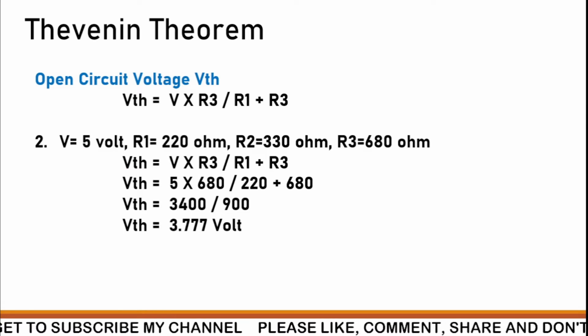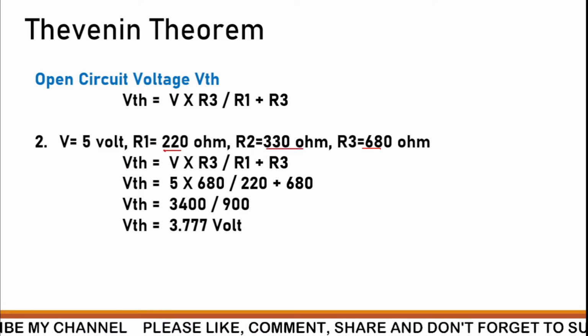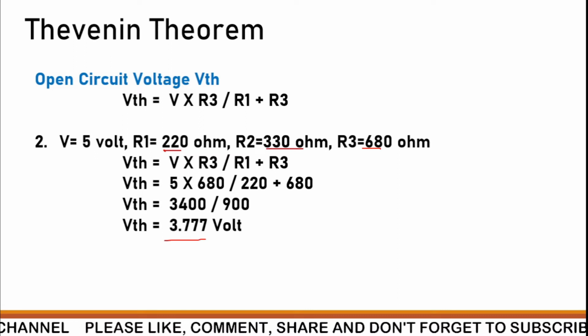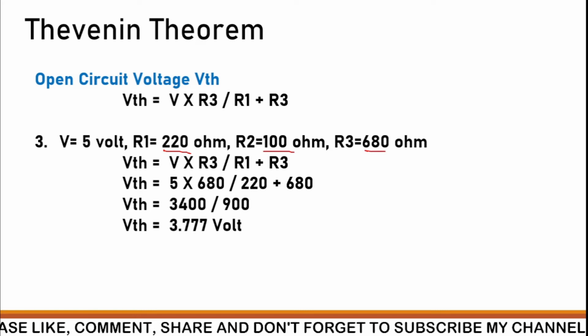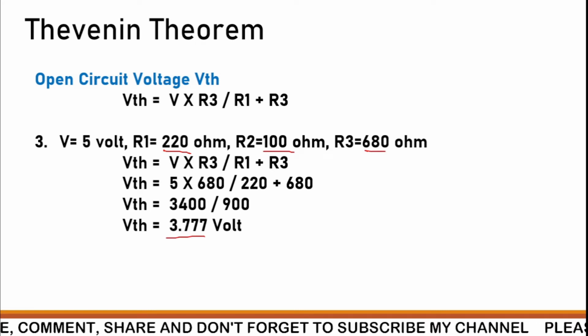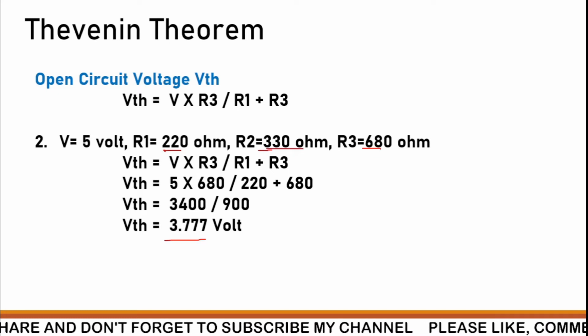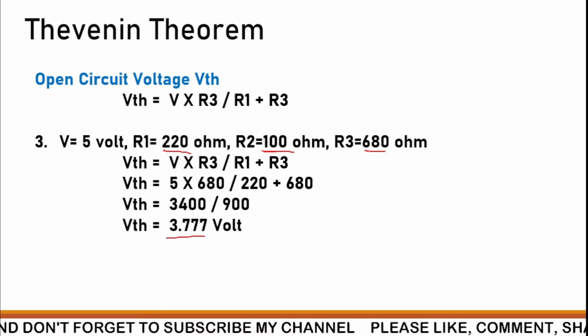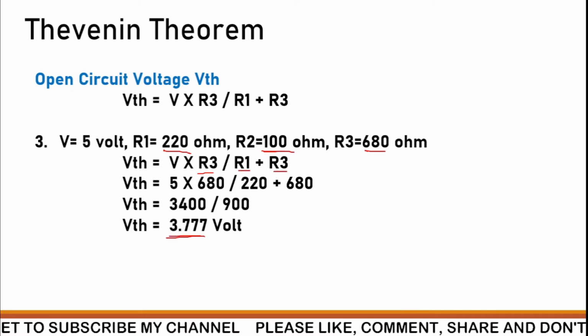For the next combination, 220 ohm, 330 and 680, we are getting 3.777 volt VTH. For the next combination of 220, 100 and 680, we again get the same value. You can see in this diagram that R2 is changing from 330 to 100, and in the formula we have only R1 and R3, that's why the same reading comes.